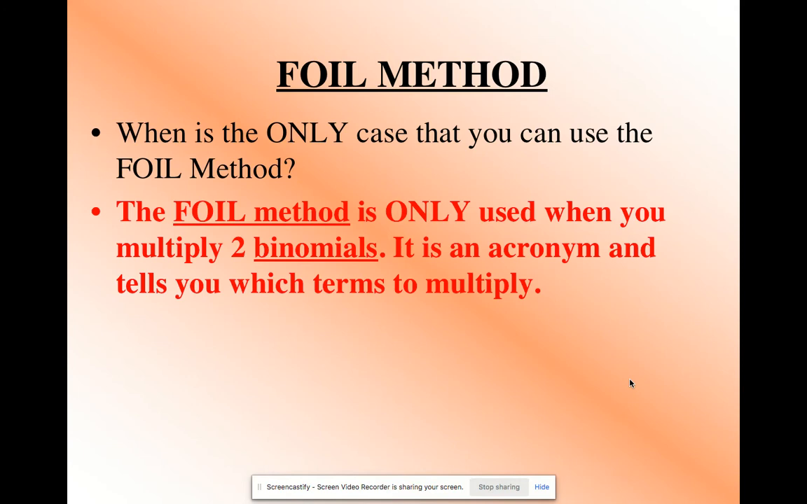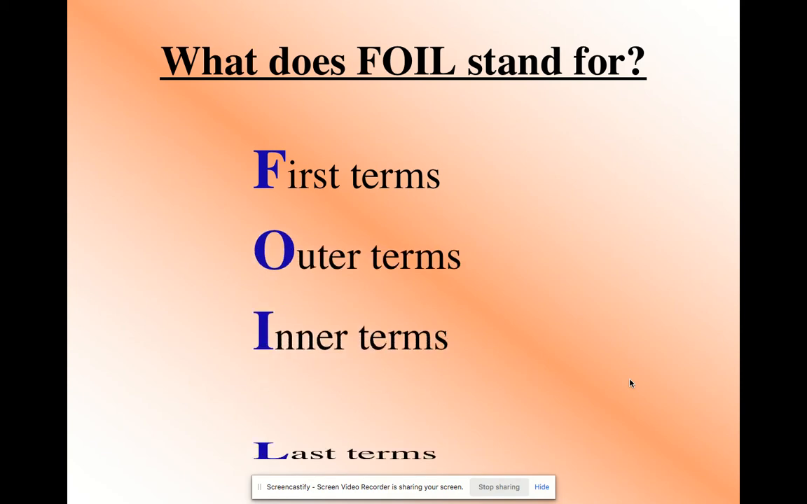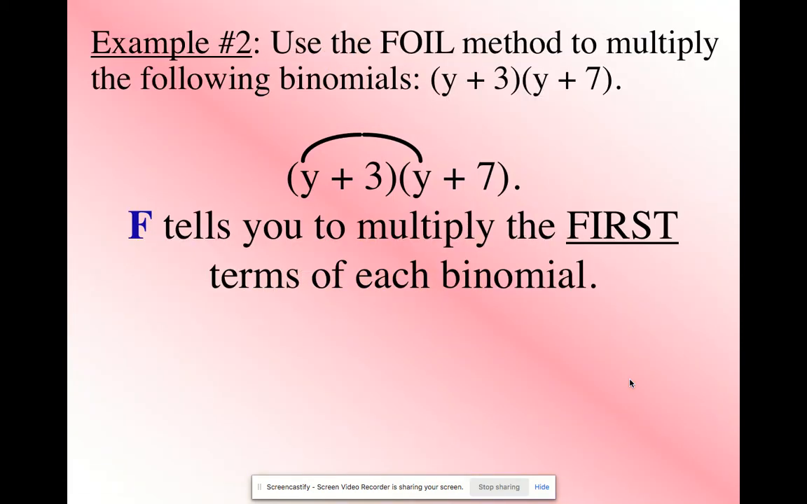Next, we have the FOIL method, and the FOIL method only works when you have two binomials. You can only do two, you can't do three, so keep that in mind. FOIL is an acronym: F means first, O means outer, I means inner, and L means last. Here's what it looks like.